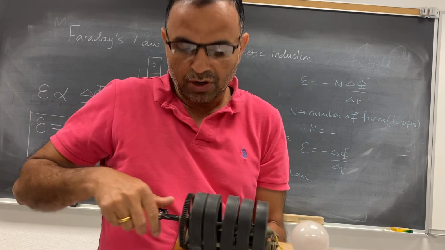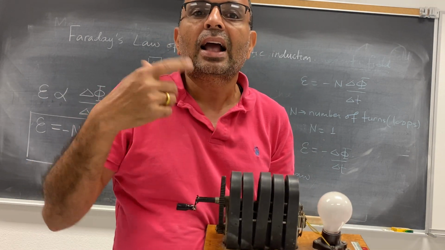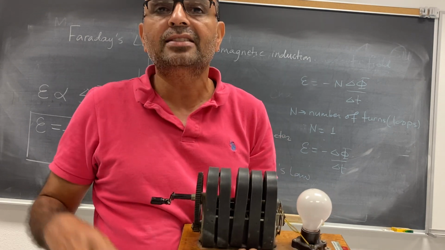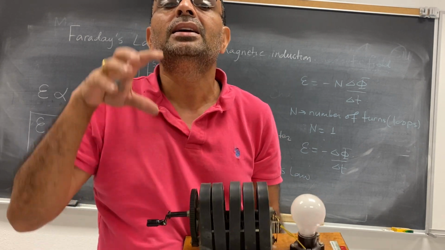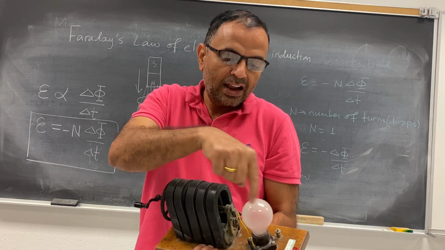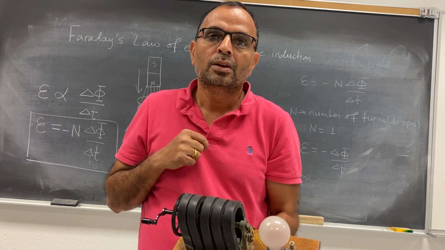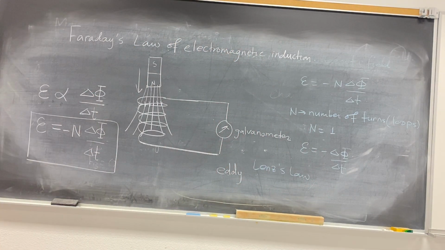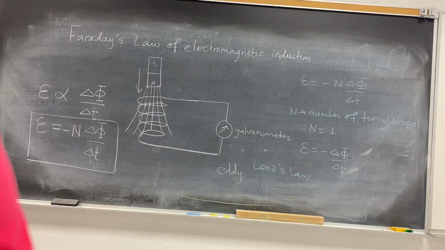Actually, what happened? First, by rotating this, I changed the magnetic field linked with the coil. The coil is inside there. That changing magnetic field produced the current, and due to that current, you see the light from the bulb there. So this is Faraday's law of electromagnetic induction.